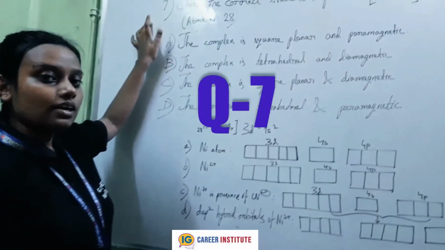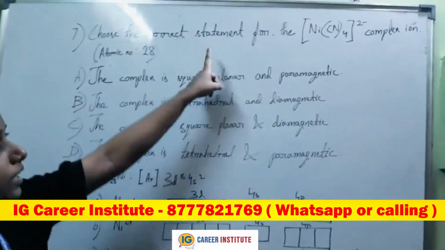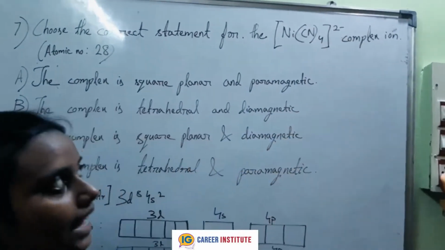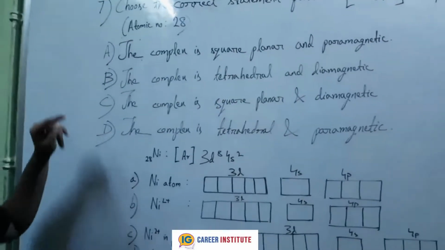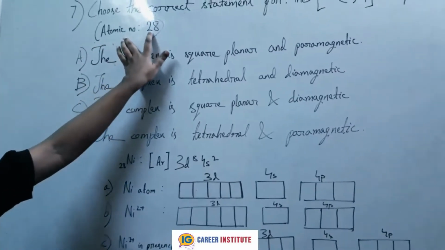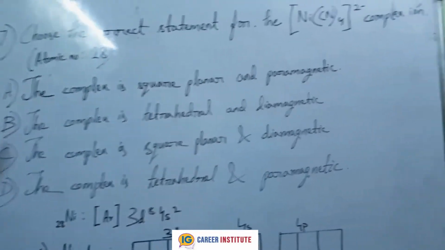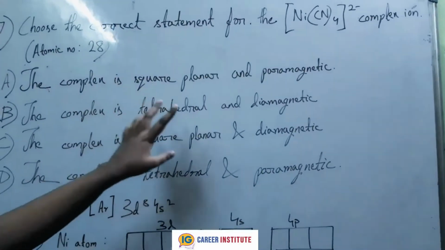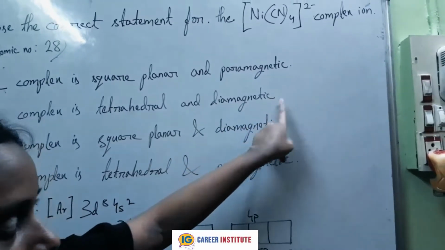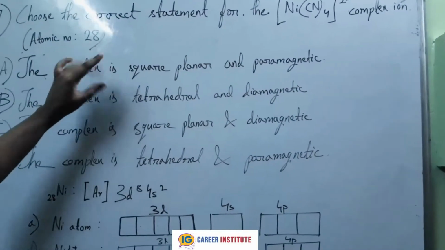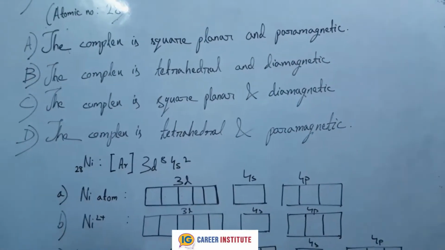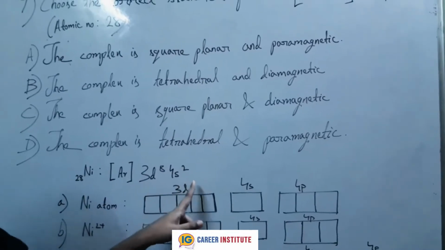Okay, so this is our 7th question. Choose the correct statement for the [Ni(CN)4] 2 minus complex ion. This is a question from the coordination complex chapter. The atomic number of nickel is given to you. There are 4 options. In all the 4 options, either of these combinations will be correct. So basically you have to find out whether it is paramagnetic or diamagnetic, and whether the structure is square planar or tetrahedral.